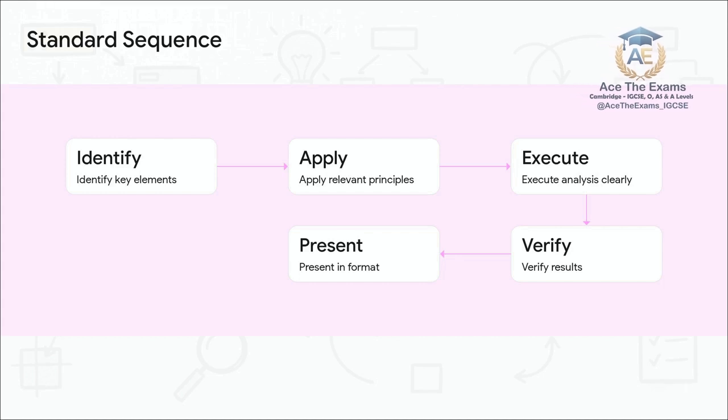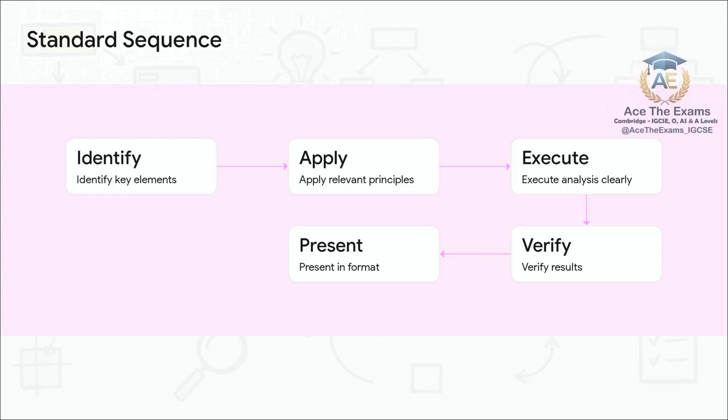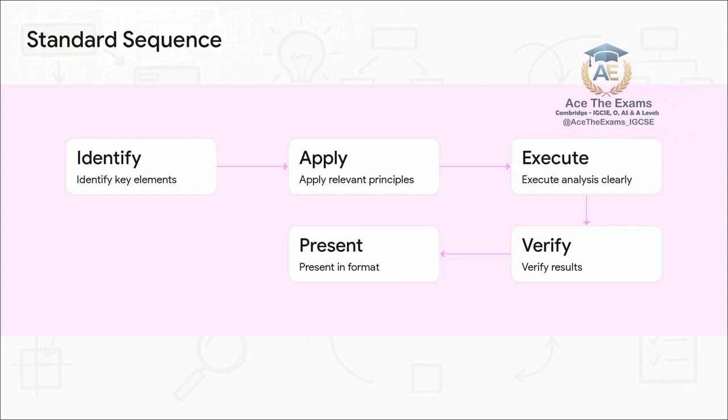Rule number one of our ultimate exam system, command word decoding. That's step one here. Identify the key elements and exactly what the command word is asking you to do. Second, apply the relevant principles of IPv4 or IPv6. Third, execute your analysis with clear step-by-step working. Don't do it all in your head. Fourth, verify your results. And finally, step 5, present your answer in the appropriate format.